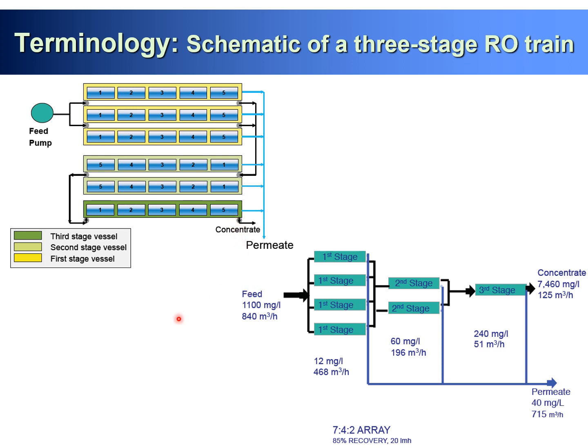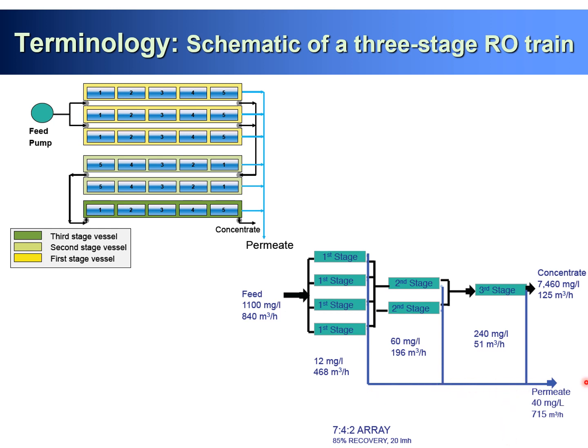So if you look at the concentration variation, feed water is 1.1 gram per liter, flow rate 840 cubic meter per hour. After the first stage, permeate flow TDS concentration is 12 milligram per liter and 468 cubic meter per hour, and combining with the second stage permeate flow, 60 milligram per liter, 196 cubic meter per hour, and then it goes to the third stage, and we have a higher concentration of salt, 240 milligram per liter, 51 cubic meter per hour.